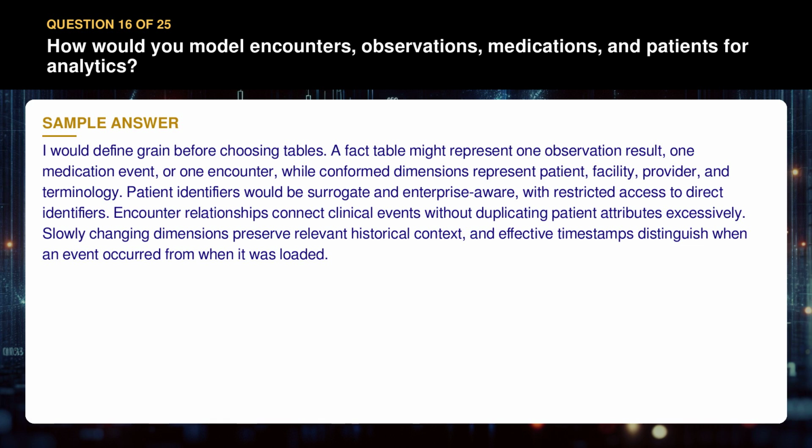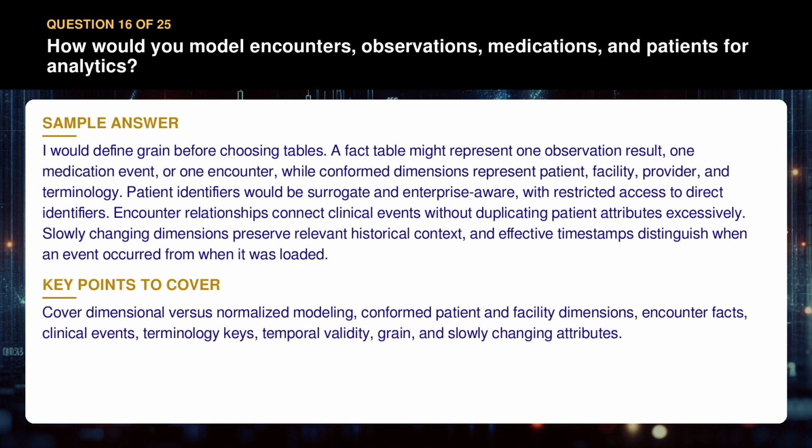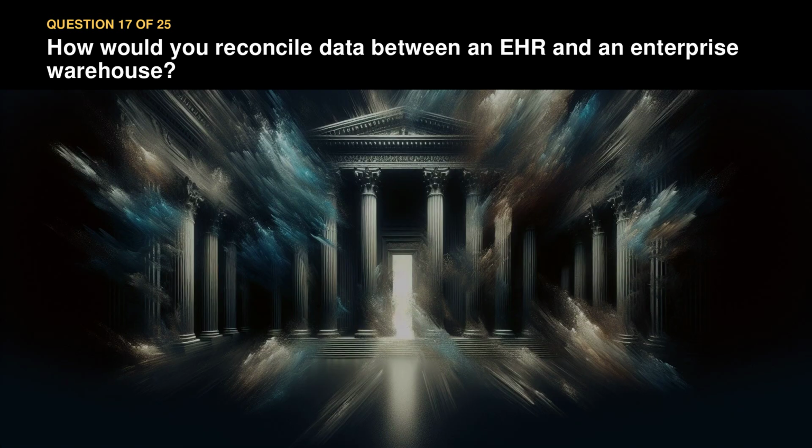Encounter relationships connect clinical events without duplicating patient attributes excessively. Slowly changing dimensions preserve relevant historical context, and effective timestamps distinguish when an event occurred from when it was loaded. Cover dimensional versus normalized modeling, conformed patient and facility dimensions, encounter facts, clinical events, terminology keys, temporal validity, grain, and slowly changing attributes.